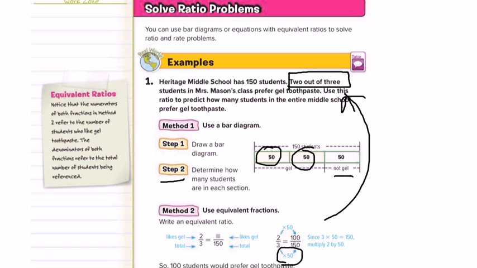So I'm going to do the same thing then to my numerator and do 2 times 50. And then I'll be able to fill in that blank and find that 100 students will prefer gel toothpaste. Let's take a look now at example 2.